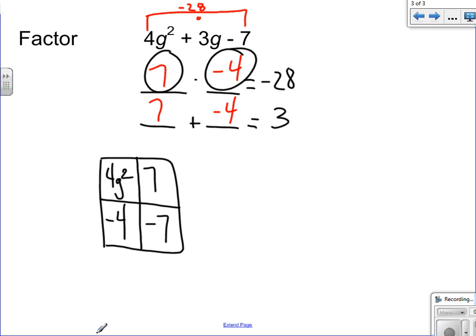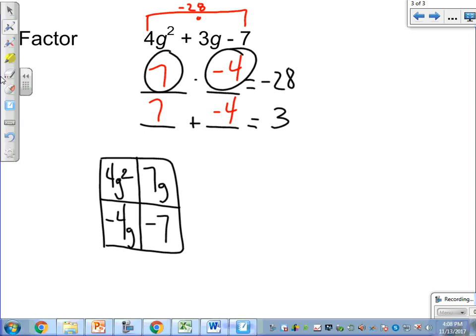And what do we have to do to those two numbers? You remember from class what I said we have to do? We have to attach the variable to these two numbers. And just very quickly, the reason for that is if I combine these two things, 7g and minus 4g, what do I get? 7 plus negative 4 is 3, 3g. That's exactly what we have in the middle of our quadratic. In other words, everything that we've written in this box is really the same as what we started with here. We've just put it in a slightly different form.